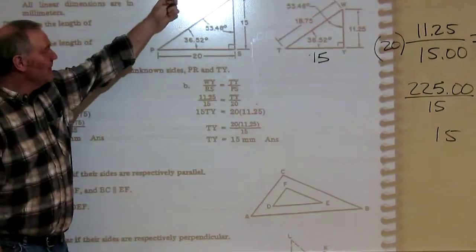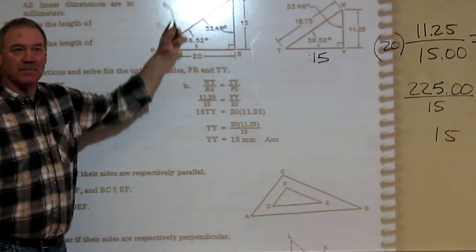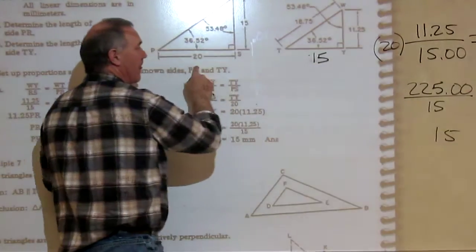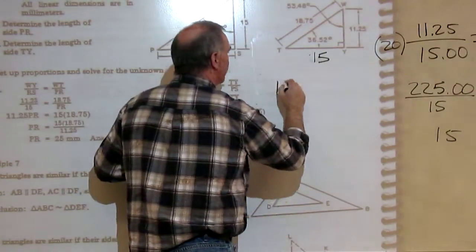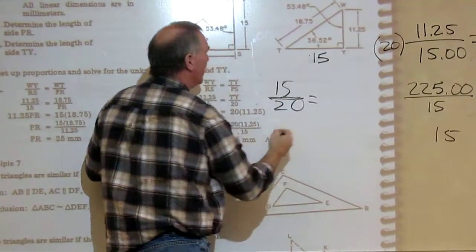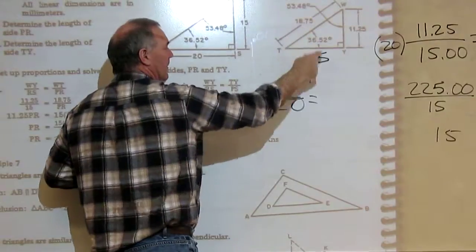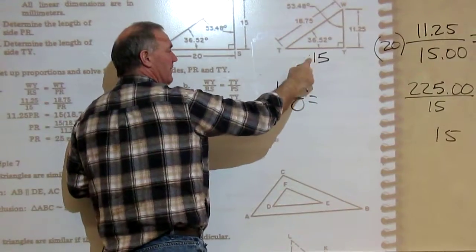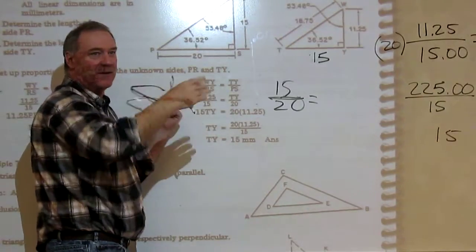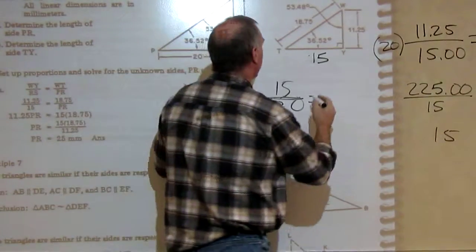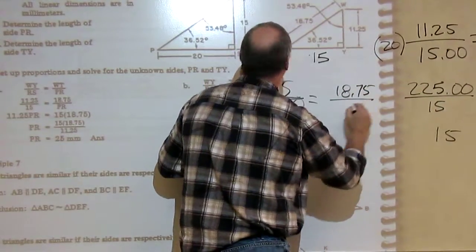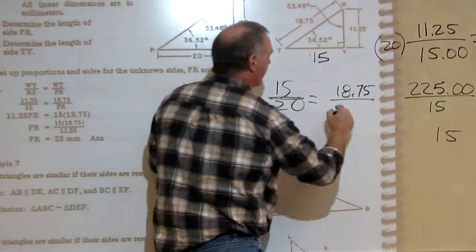Can we do the same thing to find the hypotenuse of this one? Yeah, I would take any two sides. I know these two, right? So let's take 15 divided by 20. That is going to be equal to, here's the small one. Always keep the same on the top. So if I put this in the top, I've got to put that in the top. And it doesn't matter which way you put them. They're still going to work out okay. So this would be 18.75 over, let's call this PR.